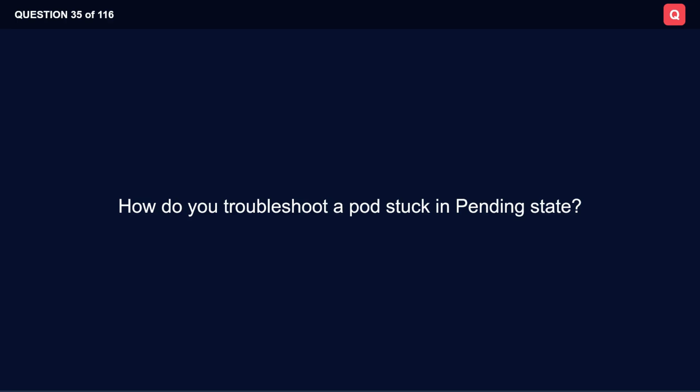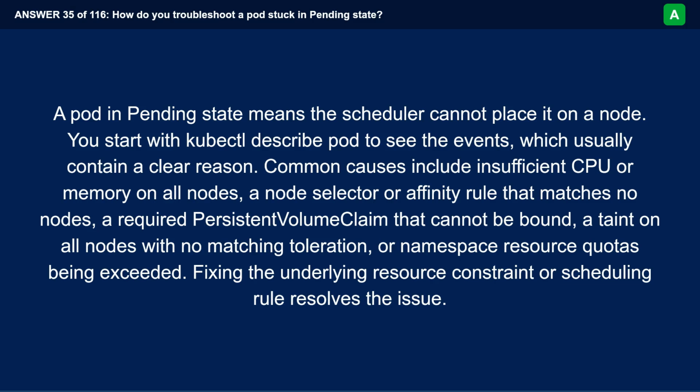How do you troubleshoot a pod stuck in pending state? A pod in pending state means the scheduler cannot place it on a node. You start with kubectl describe pod to see the events, which usually contain a clear reason. Common causes include insufficient CPU or memory on all nodes, a node selector or affinity rule that matches no nodes, a required persistent volume claim that cannot be bound, a taint on all nodes with no matching toleration, or namespace resource quotas being exceeded. Fixing the underlying resource constraint or scheduling rule resolves the issue.